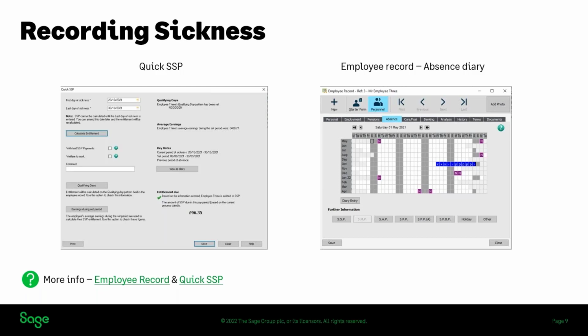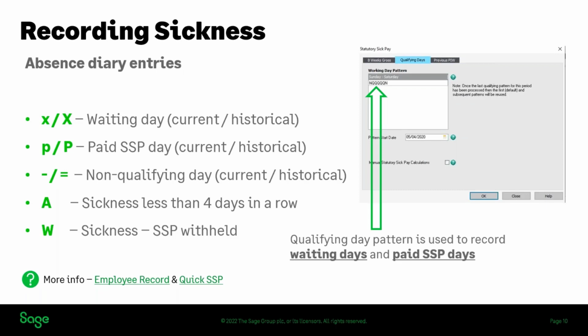Because the second option there, you've got your employee record and the absence diary. So you can do it directly through the absence diary. Now, neither of these is the right or wrong one. It is completely up to you and what you prefer and how you prefer to enter that as well. When you come to recording the sickness in Sage 50 Cloud Payroll, whether you do it via the quick SSP option or the absence diary, this will both update that absence diary itself so you can have a look with a few different symbols.